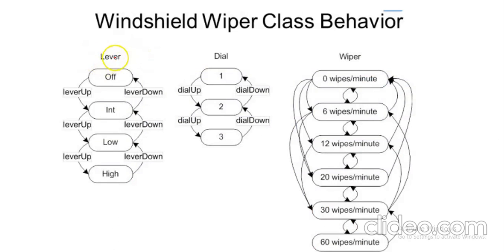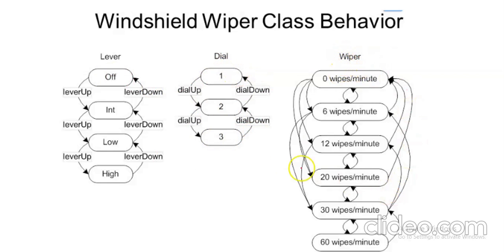My lever states are off, INT, low and high. From off to INT is the lever up function. Whenever the lever up function is called, my lever moves from one stage to the next. When it is in high, at 60 wipes per minute, if I want to switch off, I go from high to low, low to INT and then INT to off. Similarly, for the dial 1, 2, 3, dial up will move to the next dial. From the last dial to the first dial, we have to call the dial down function.